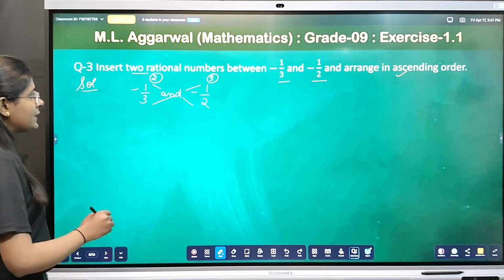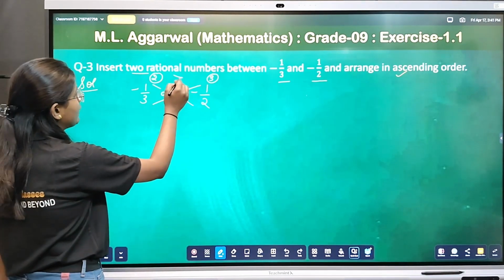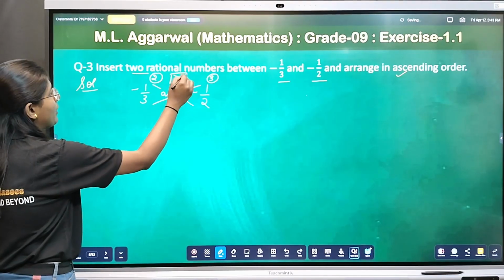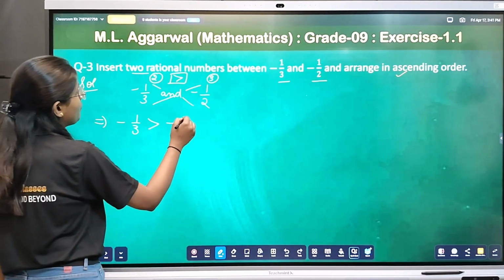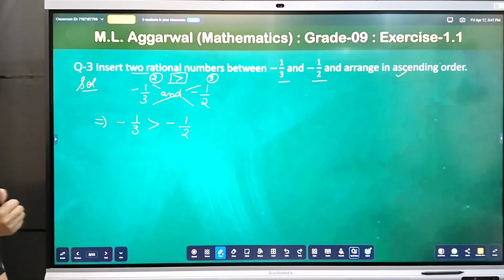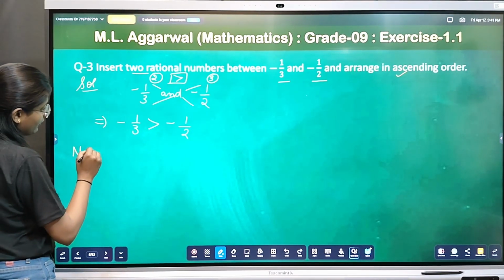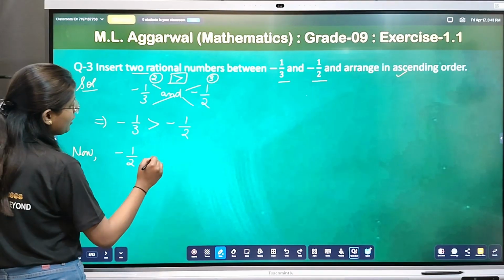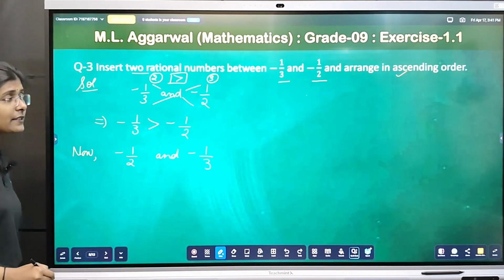Right? In this case, because these are negative numbers, we will be considering that minus 1 by 3 is greater than minus 1 by 2. Perfect? Now, arrange it accordingly. Minus 1 by 2 and minus 1 by 3. We will decide the boundaries like this.